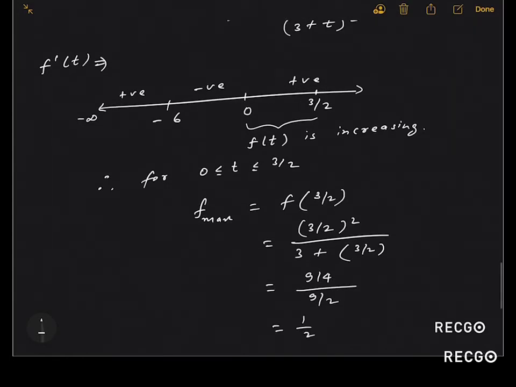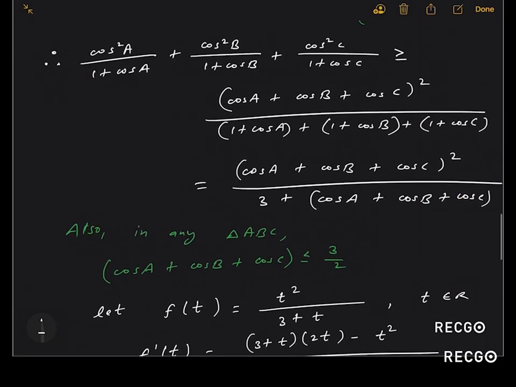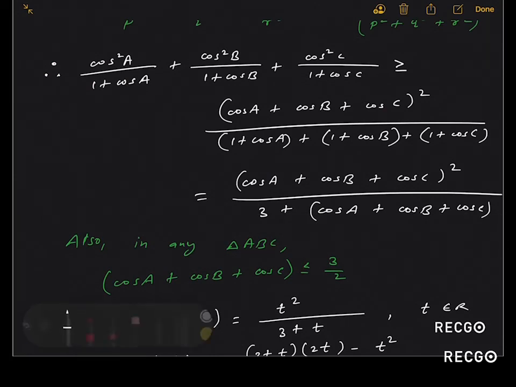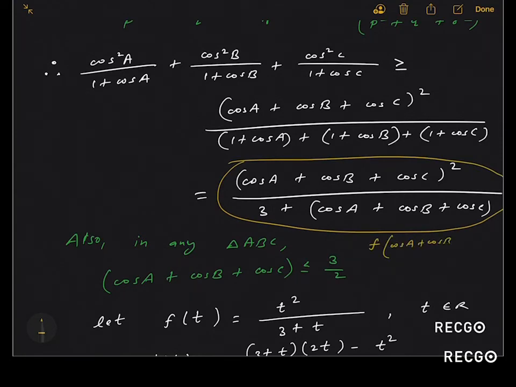So the maximum value of f of t is equal to 1 by 2, and the minimum value, obviously, must be obtained at t equal to 0. So in our case, whenever the variable t lies between 0 and 3 by 2, the function f of t lies between f of 0 and f of 3 by 2.